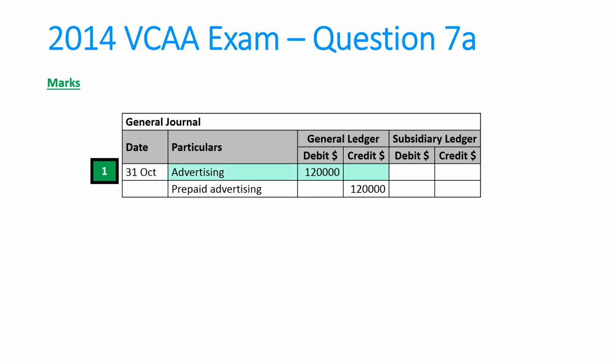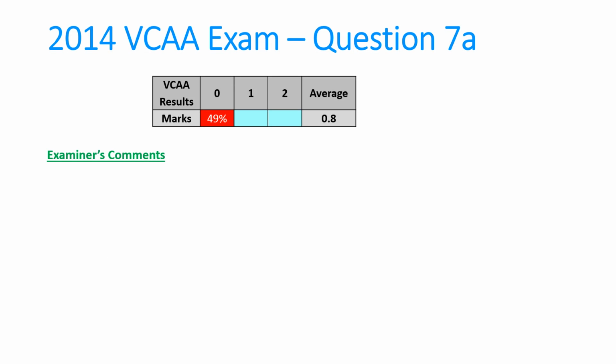Looking at the marks, quite straightforward. 1 mark for the debit to advertising, 1 mark for the credit to prepaid advertising. But looking at the state, basically half of the students couldn't get 1, and that's alarming. It is a difficult question, but I think if you had sat down and maybe diagrammed what was happening, getting 1 shouldn't have been too much of a stretch. And 32% of the state got 2 out of 2.